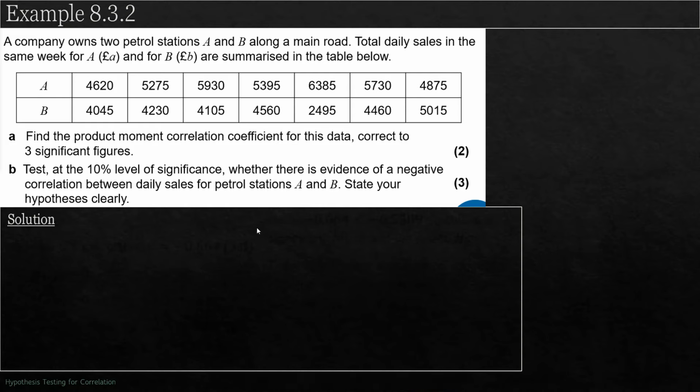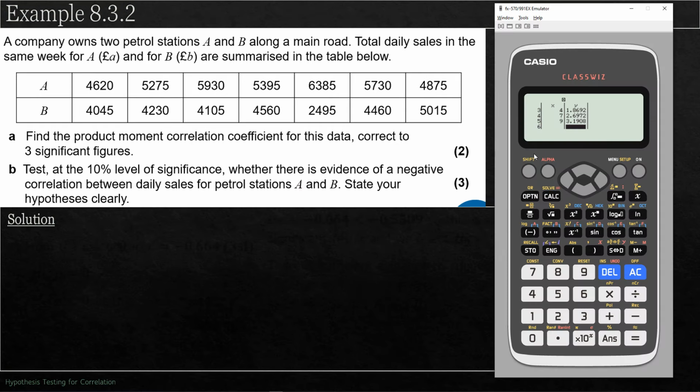In this example, we have a company owning two petrol stations, A and B, along a main road. Total daily sales in the same week for A and for B are summarized in the table below. Our first task is to find the product moment correlation coefficient for this data and give an answer to three significant figures. So we go to the calculator.